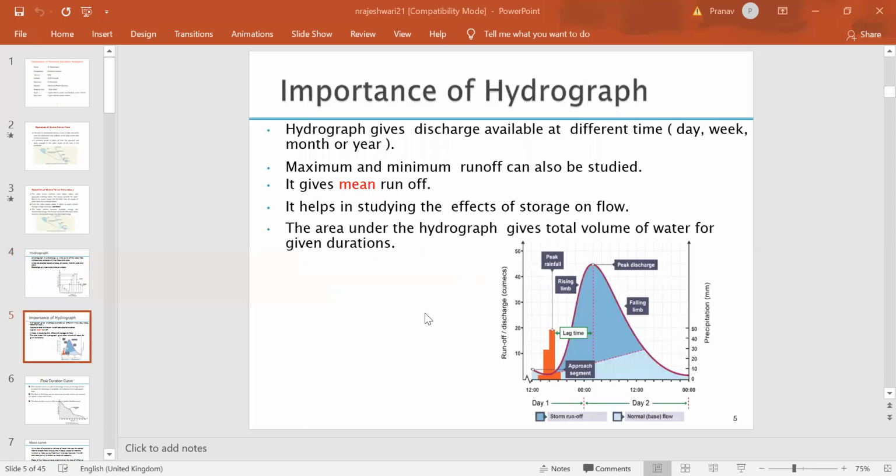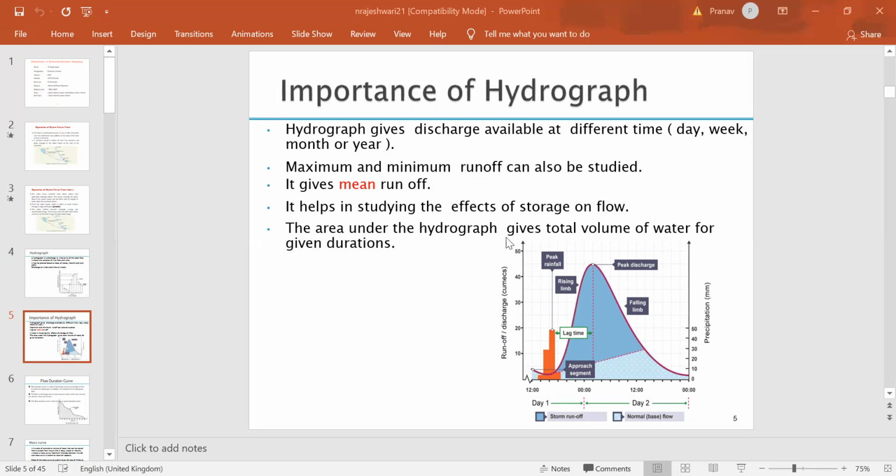The importance of the hydrograph is that it gives the discharge available at different times, that is day, week, month, or year. So this will give the discharge available at different days, different weeks, different months, or different years. Maximum and minimum runoff can also be studied with this hydrograph, and it gives the mean runoff value, and it helps in studying the effects of storage and flow.